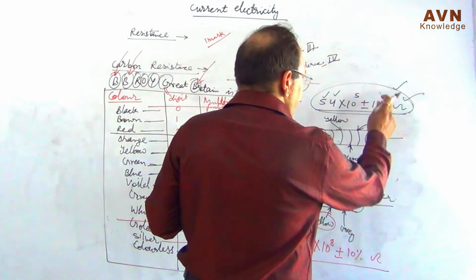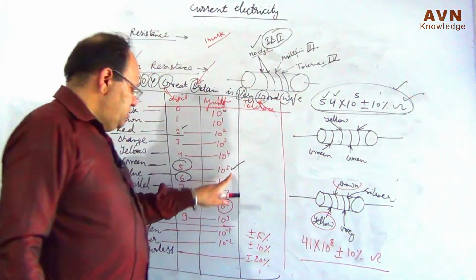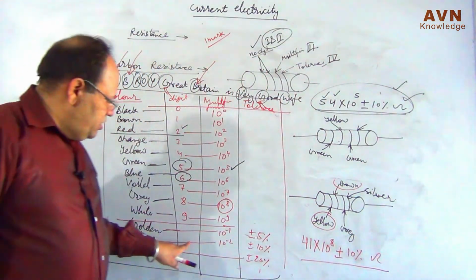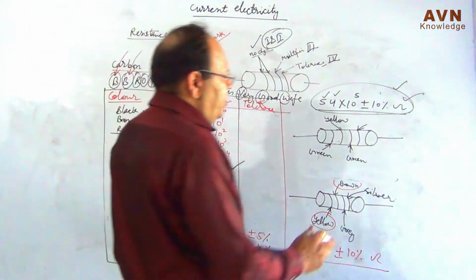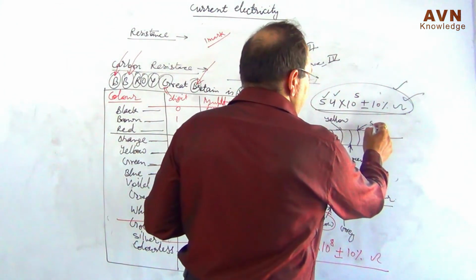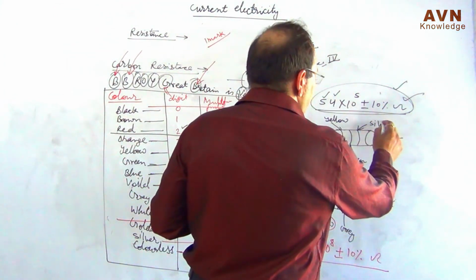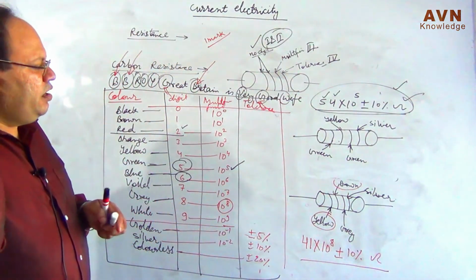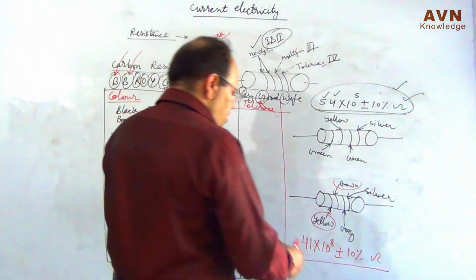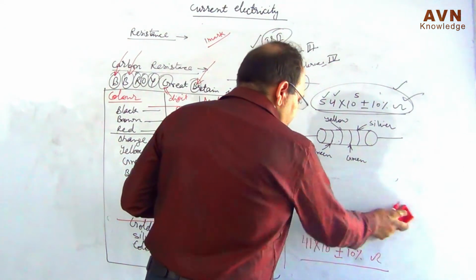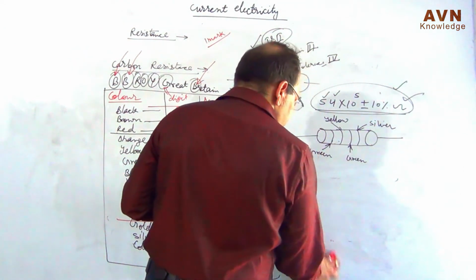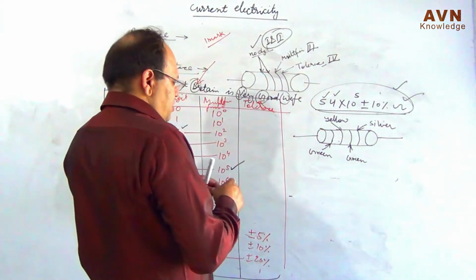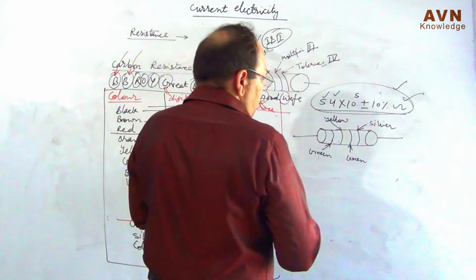And the fourth is plus minus 10%. What is plus minus 10%? That is silver. So this will be silver. So here, if the resistance is given, you can calculate the color bands. You can see another problem. If the resistance is given, how do we calculate the color bands?